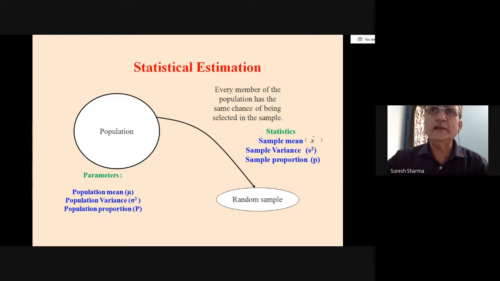Everybody knows it is 1 by 50. Now, suppose I replace this slip back into the container, and now there are again 50, mix them thoroughly, and then again pick up one slip. Either the same slip will appear, or it may be something else, right? But the probability will remain 1 by 50.